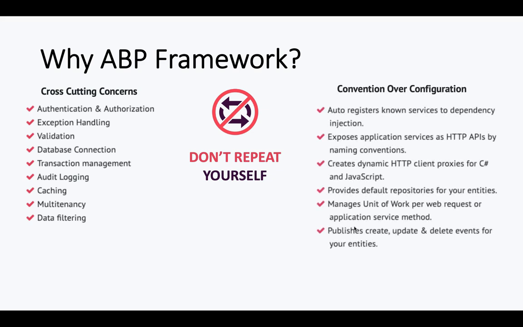ABP uses convention over configuration. It auto-registers known services to the dependency injection system, exposes application services as APIs by use of naming conventions, creates dynamic HTTP client proxies for C# and JavaScript, provides default repositories for your entities, manages unit of work per web request or application service method, publishes create, update, and delete events for your entities.